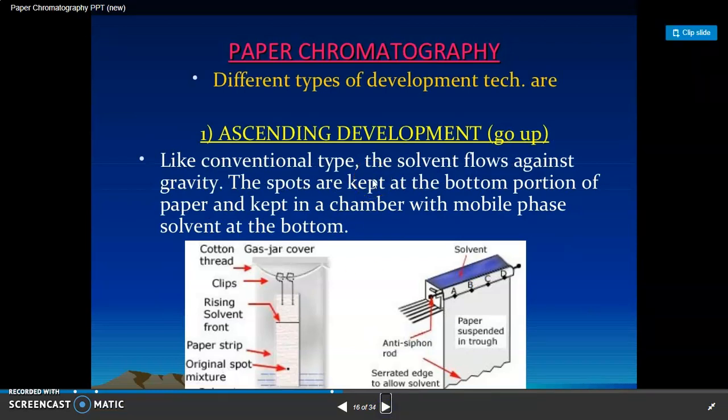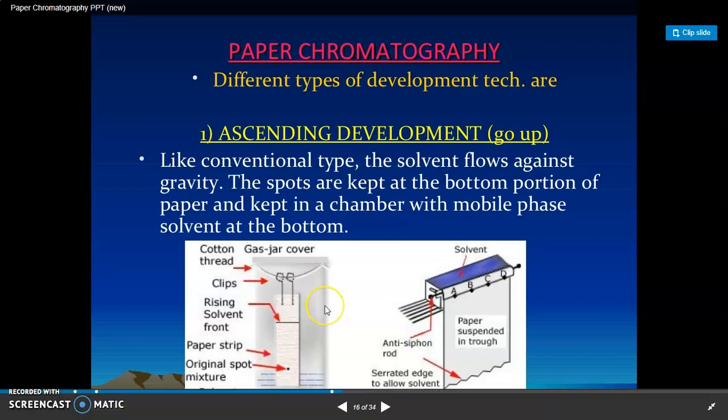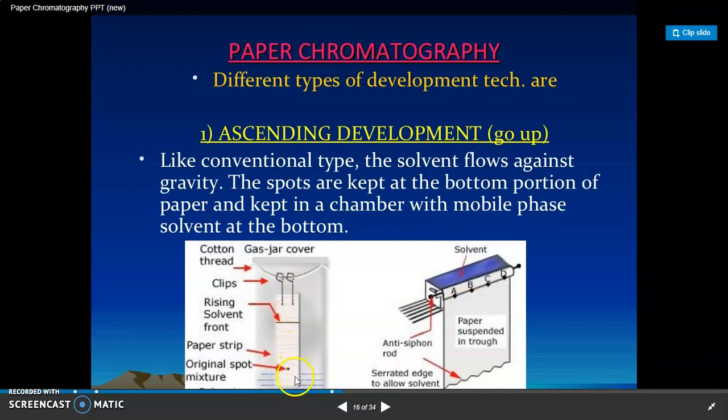See here, as I have told you earlier, there are 3 different types of development techniques for paper chromatography: ascending, descending and radial methods. Ascending means the paper is dipped in the solvent and the solvent is ascending, moving upwards. The solvent moves onto the paper with the help of capillary action, and sometimes this solvent may overflow, so we have to be very careful that only 90% of the paper is dipped in the solvent, okay, and then the development is completed, okay.